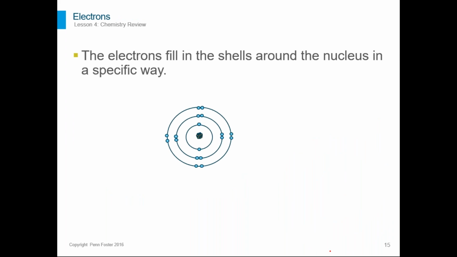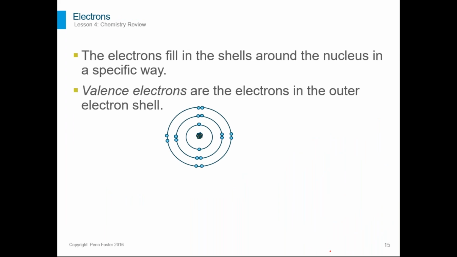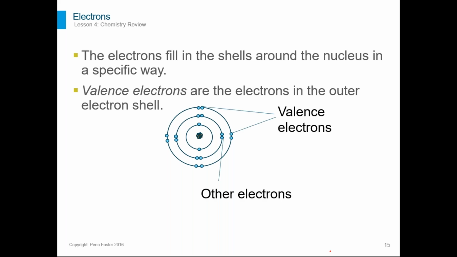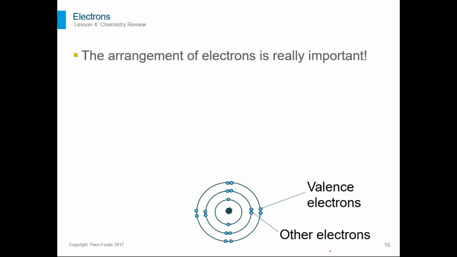Now, the electrons fill in the shells around the nucleus in a specific way, and this is really important. The valence electrons are the electrons in the outer electron shell. The other ones are not valence electrons. They're just random electrons, and they don't really have as much importance. The valence electrons are the ones on the outside, so they can interact with other things.